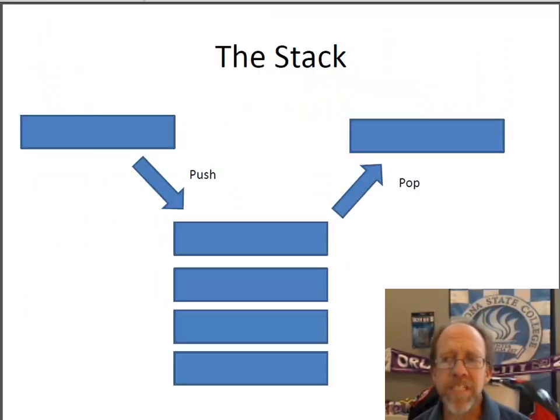The concept of a stack is relatively straightforward. It's exactly what you would think it was. It's a stack. You push to the top, you pop from the top. We call it push and pop. And if you write functions to do it, you would call them push and pop.